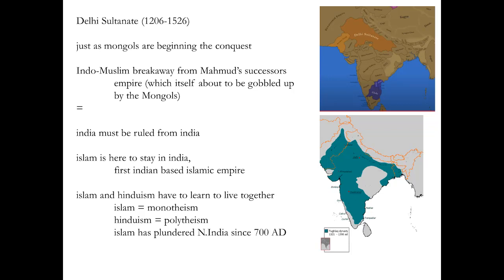which is going to form just as the Mongols are beginning their conquest of Jin China. 1206. Notice that 1206. That's Genghis Khan literally getting started. And what happens is it's an Indo-Muslim breakaway from Mahmud's successors. Mahmud's successors are not Mahmud. And we're going to talk about this. We're going to get a great king, and then the people after him just aren't as good.